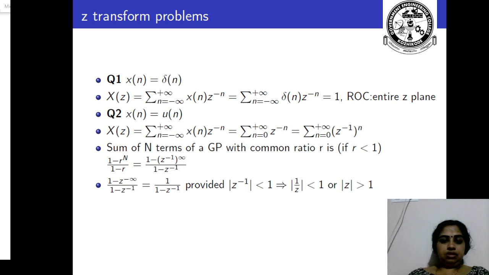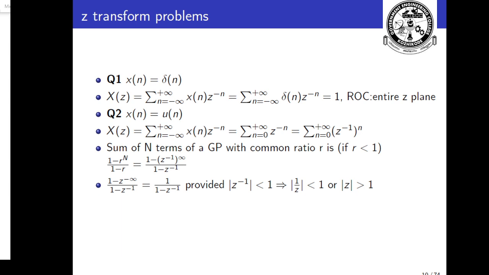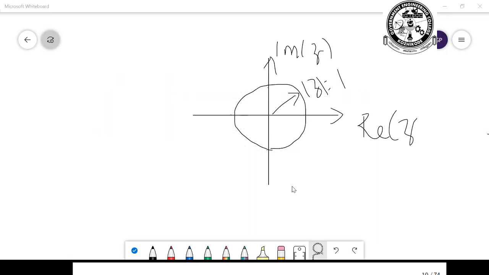represent the z transform in a graphical format, that is, pictorially. Yes, this is how you represent your ROC. Represent it on the z plane.